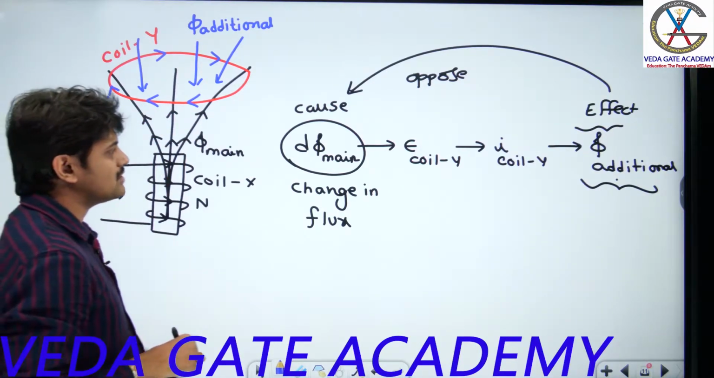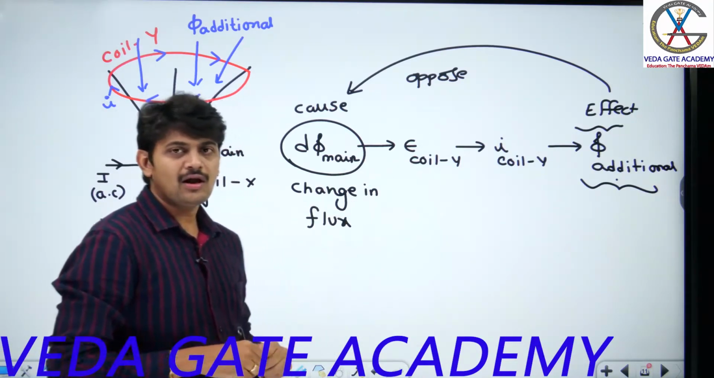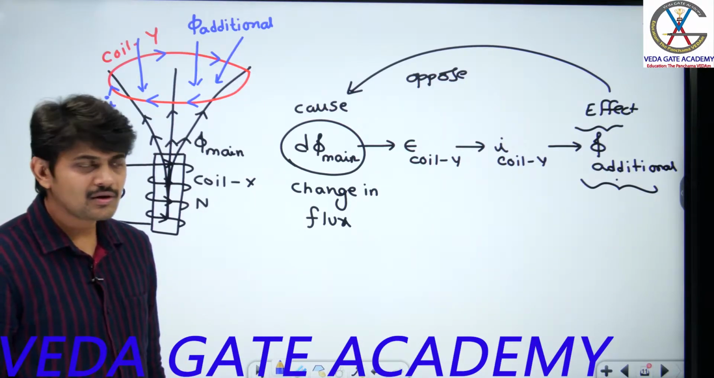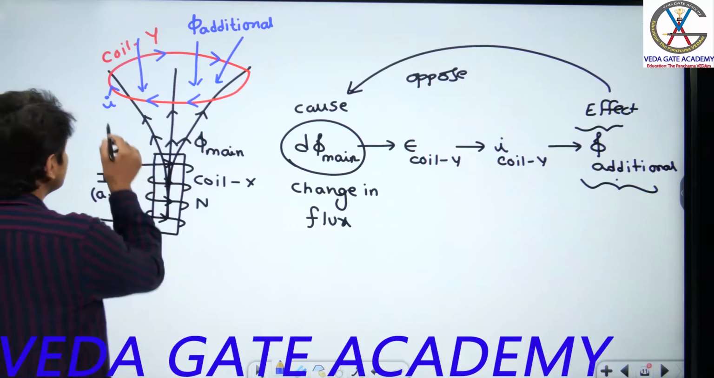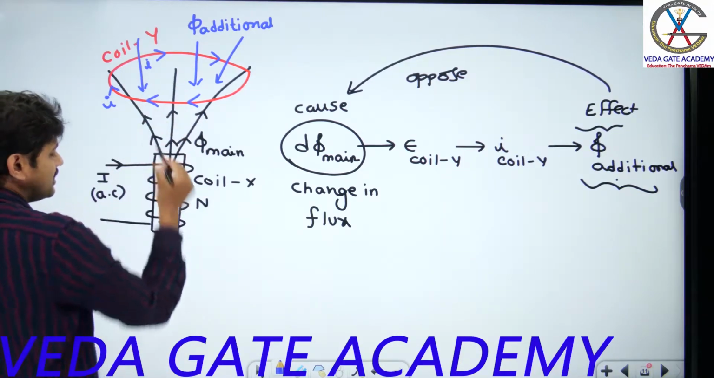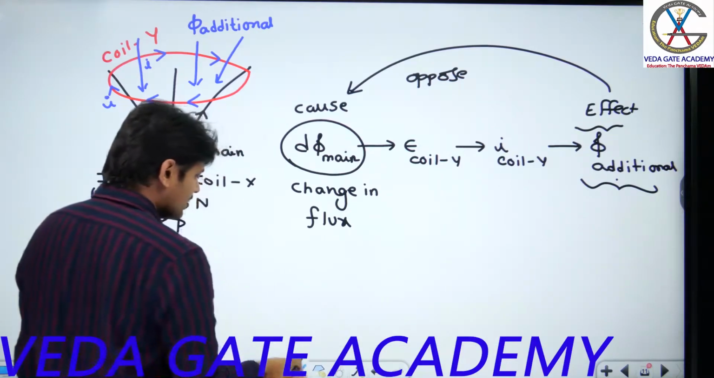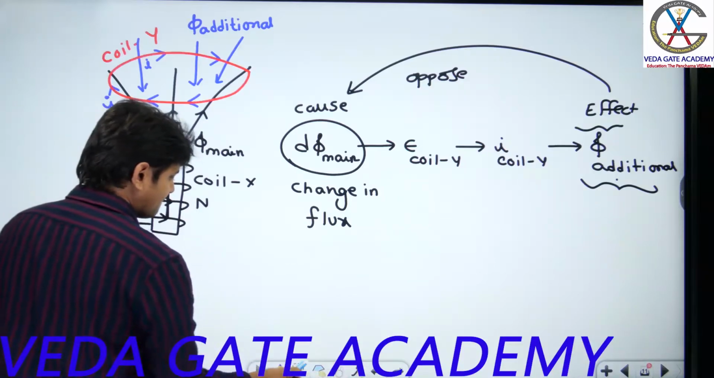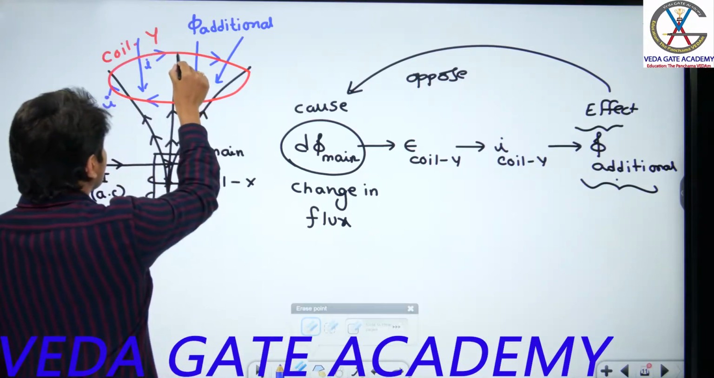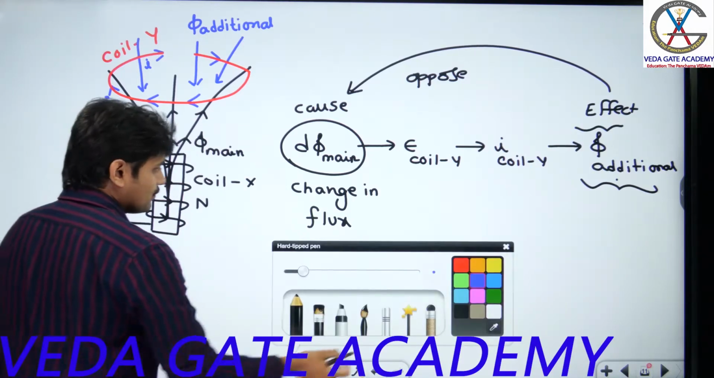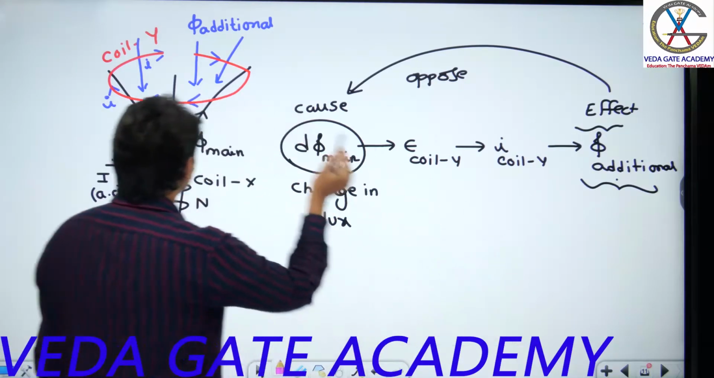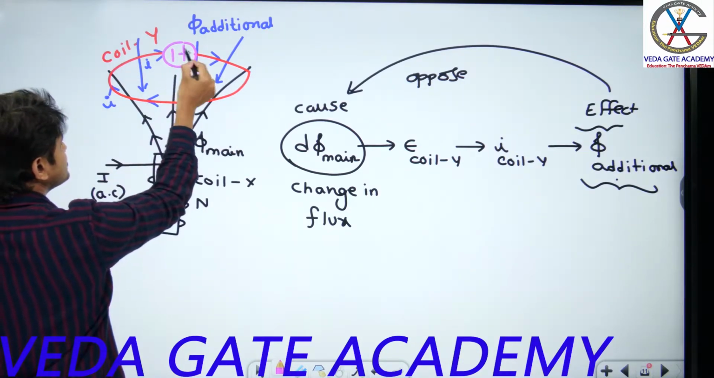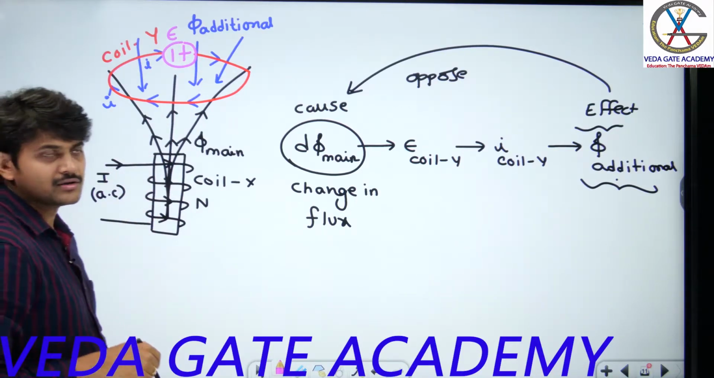The moment I know the direction of current, can I determine the polarities of this induced EMF in the coil Y? Yes or no? I can determine the polarities of induced EMF, because here my current is moving in this direction, so I can simply determine the direction of EMF. Let me erase this part. Right, so for the polarities of induced EMF, let me use a different color. As the current is moving in this fashion, this is negative polarity and this is positive polarity. So this is my EMF across coil 1.